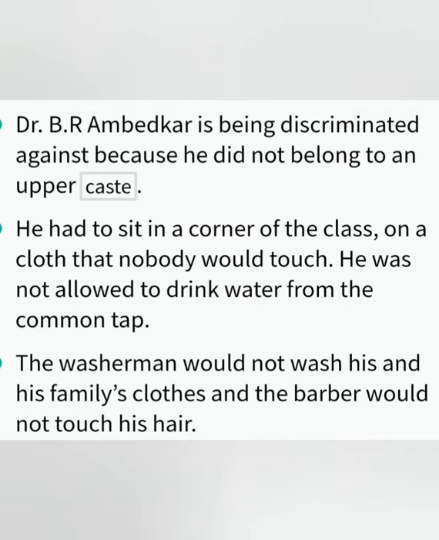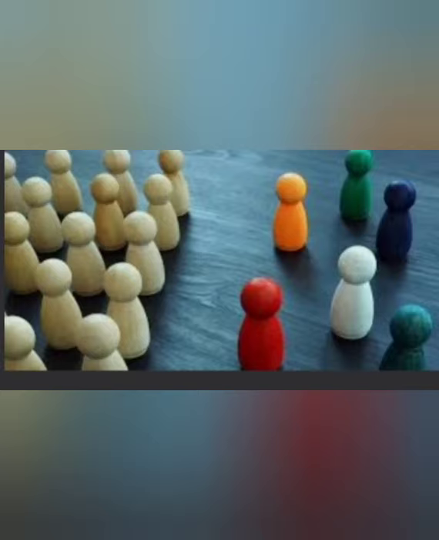Dr. B.R. Ambedkar is being discriminated against because he did not belong to an upper caste. He had to sit in a corner of the class on a cloth that nobody would touch. He was not allowed to drink water from the common tap. The washerman would not wash his and his family's clothes, and the barber would not touch his hair. Now the question is, why and how people were discriminated on the basis of caste.